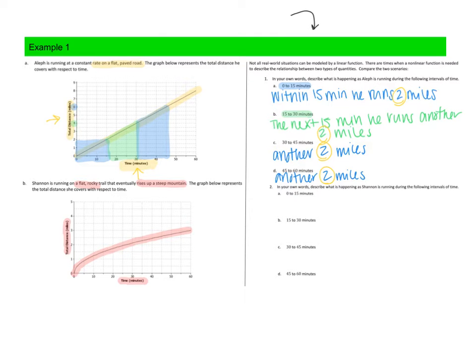Now let's look at this one below that represents Shannon. It says, in your own words, describe what's happening as she runs during the following intervals of time. From 0 to 15 minutes. Let's look at her graph. That's this section right here. Within that 15 minutes, she ran, it looks like 1.5 miles. That's where it lines up right here. So in the first 15 minutes, she ran 1.5 miles.